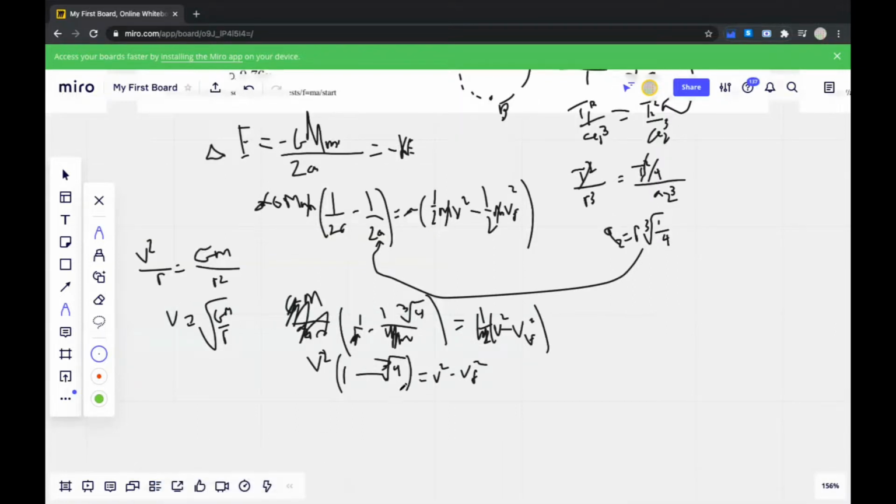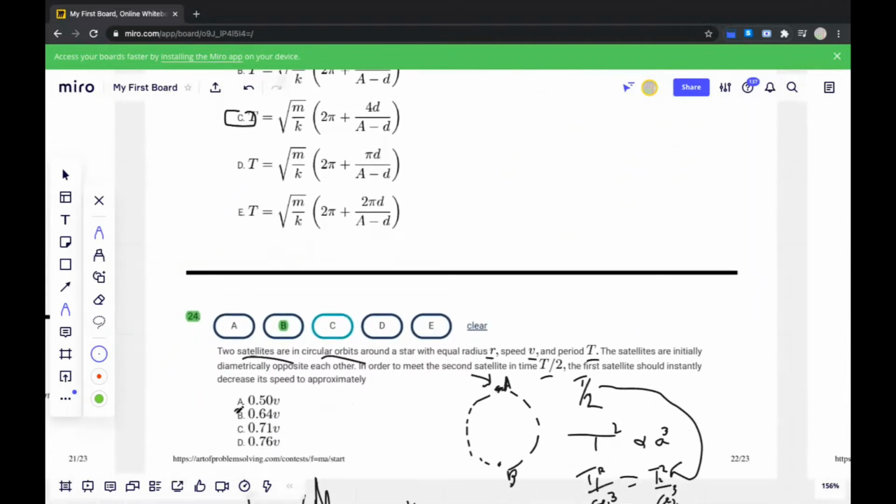So after getting this equation, we can move the v squared to the other side, which gives us v squared times the 2 minus the cube root of 4, which is equal to the negative of vf squared. And this means that vf is going to be equal to v times the square root of this quantity in the middle, which is 2 minus the cube root of 4. And evaluating square root of 2 minus the cube root of 4, we get approximately 0.64. So vf is 0.64 times v. And this means our answer is B.